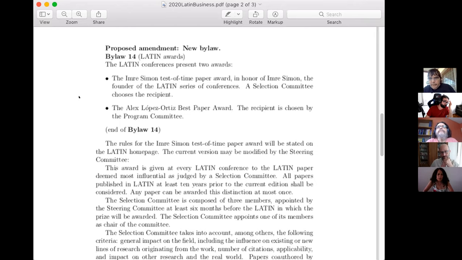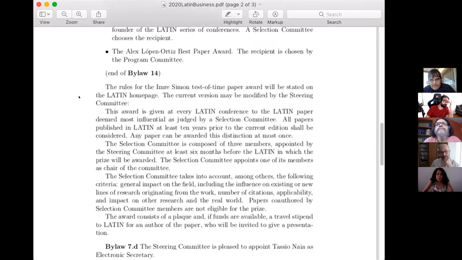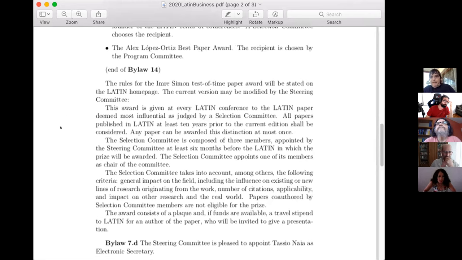I was going to say the same. I think it's written below that the steering committee chooses. Only appointed by the steering committee. Oh, okay. Sorry. Because it's at the end of the bylaw, right? Okay, good.